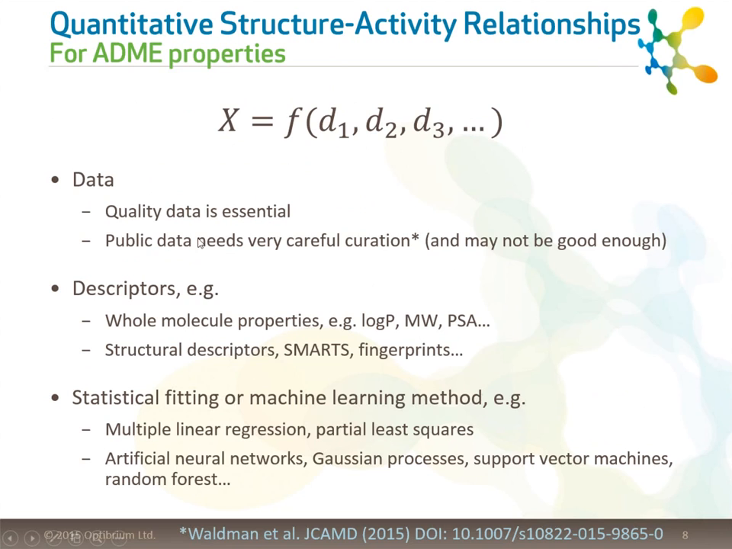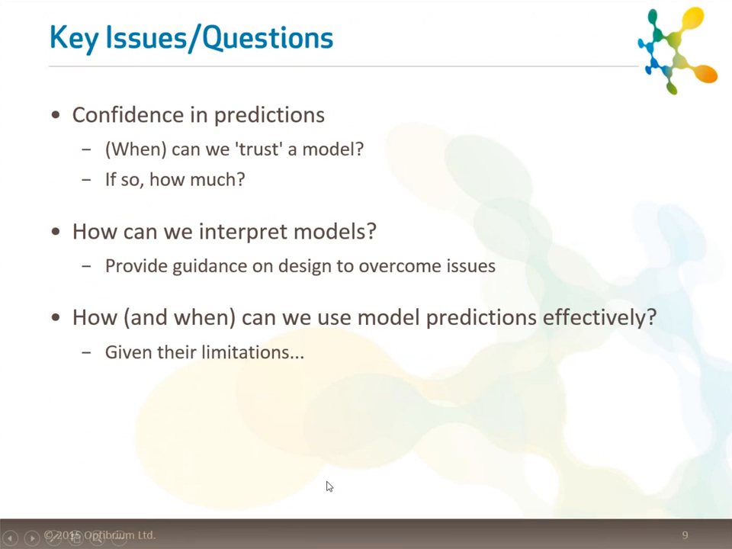Then, having calculated a range of descriptors and got some data to fit them to, what we need is a statistical or machine learning method to fit this mathematical function. This ranges from simple linear methods like multiple linear regression or partial least squares to more complex machine learning methods like neural networks, Gaussian processes, support vector machines, random forest, and so on. But if we're building models, we need to think about some key questions along the way and key issues we need to address.